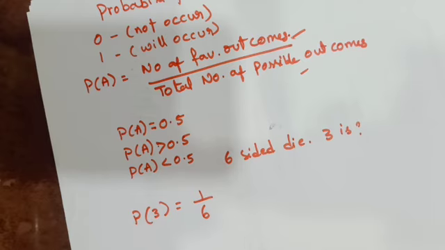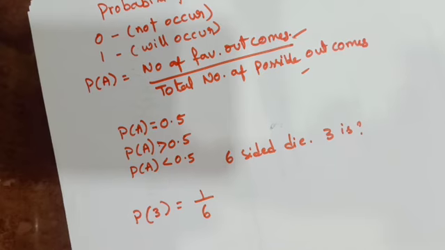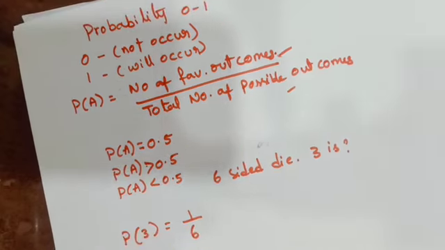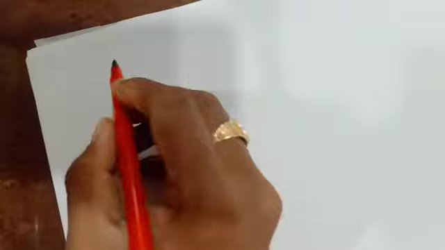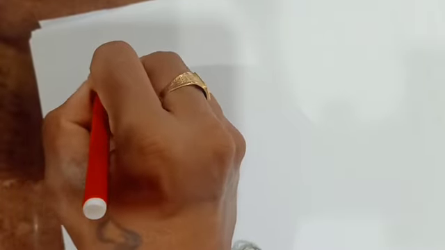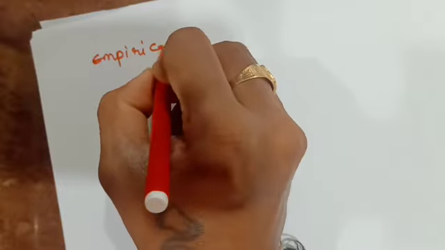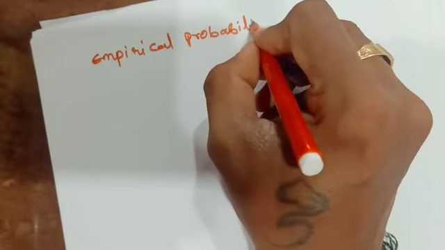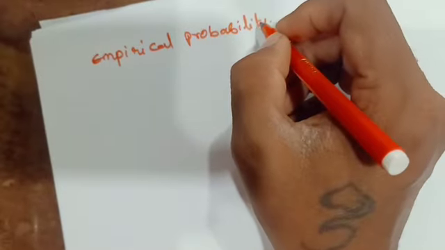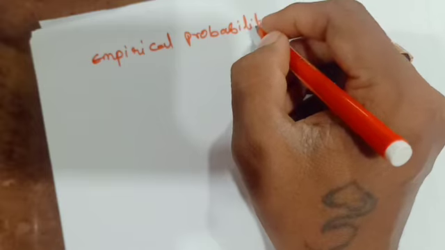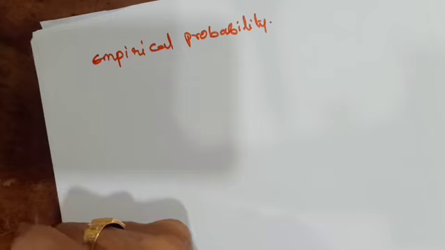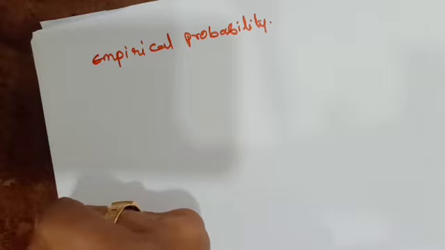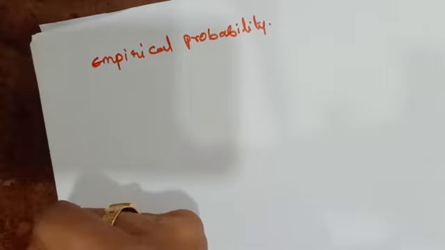So in the same way we have the relative approach, or we can say empirical probability. Most of the time we use this in business applications, which is calculated based on the observed frequency of an event occurring in a large number of trials, or sometimes by taking historical data.